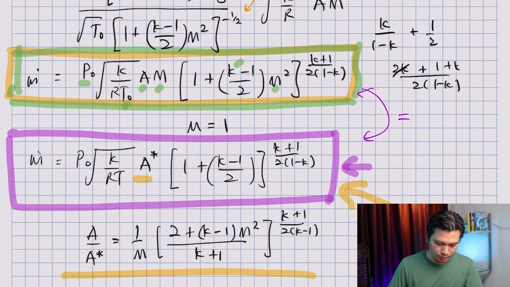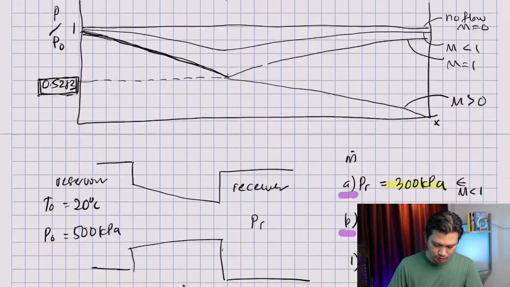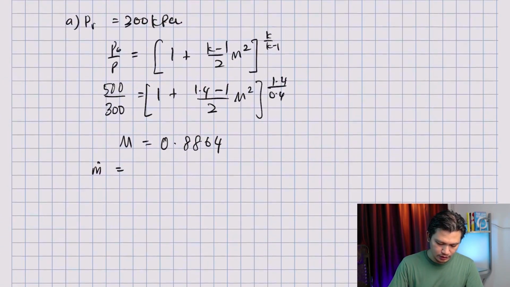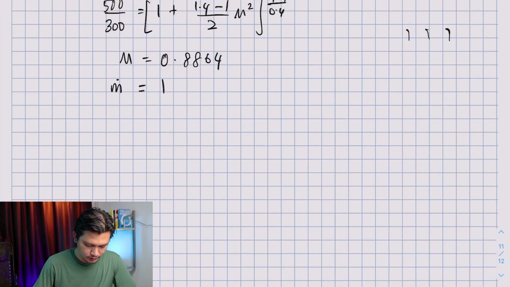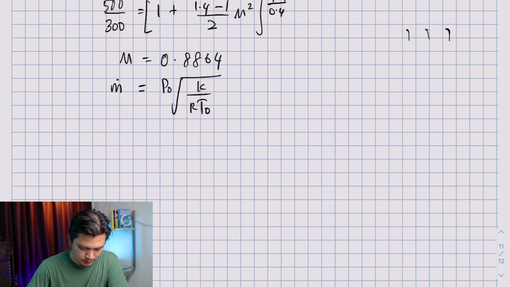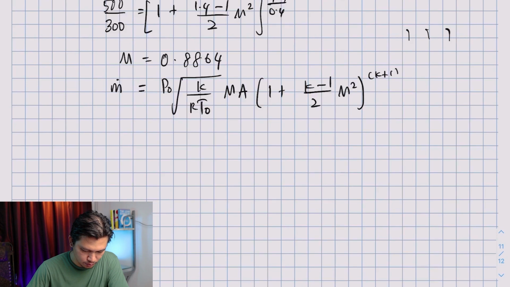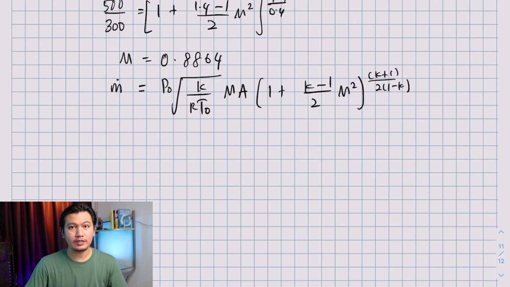When we use this equation, I'm just going to write it back to you here. M dot is equal to P0 square root of K R T0 times Mach number times area, multiplied by 1 plus (K minus 1) over 2 M squared, to the power of (K plus 1) over 2 times (1 minus K). Now what's left is just to plug in the numbers.